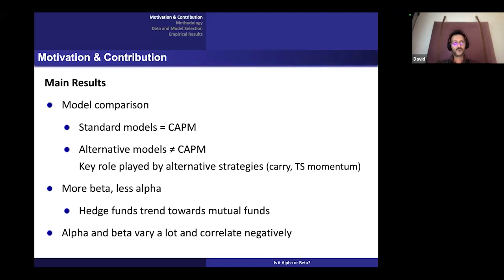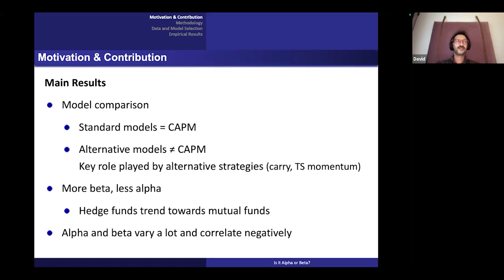So we will compare those set of models against the CAPM, and what we find is actually those models deliver exactly the same alpha distribution. So the additional factors provided by these models do not add any value for disentangling the alpha and the beta component. So basically those factors, they are not relevant for hedge funds.